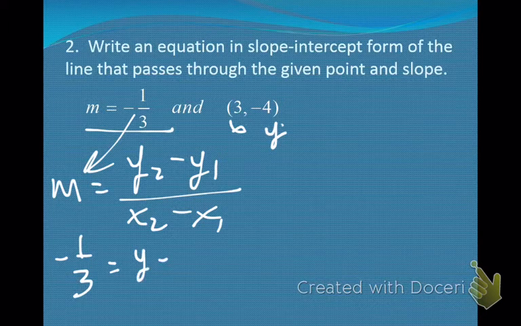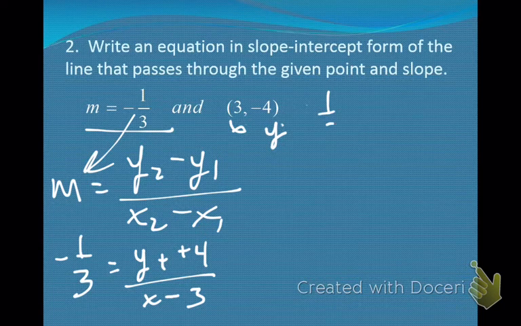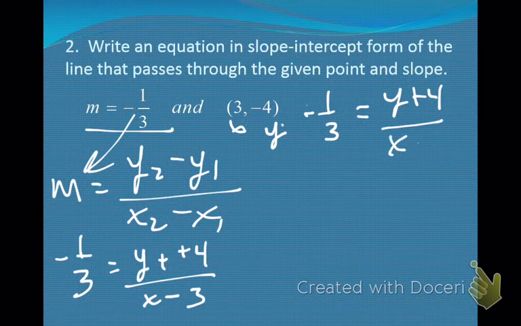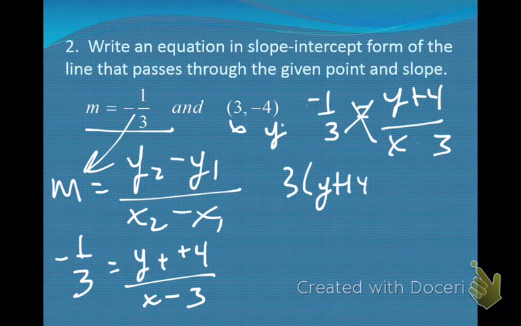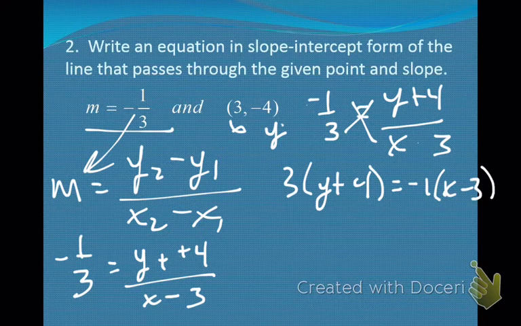So we go y minus a negative 4 over x minus 3. Now this becomes plus, so we get negative 1/3 equals y plus 4 over x minus 3. Now we're going to cross multiply, and when we do, I'm going to take this negative up here with the 1. Math's a little bit easier that way. So we get 3 times y plus 4, 4, not 14, equals negative 1 times x minus 3.